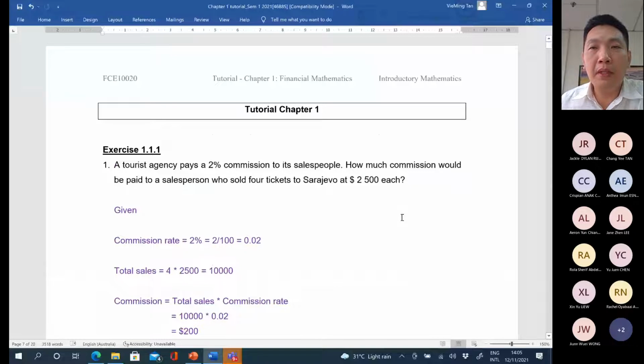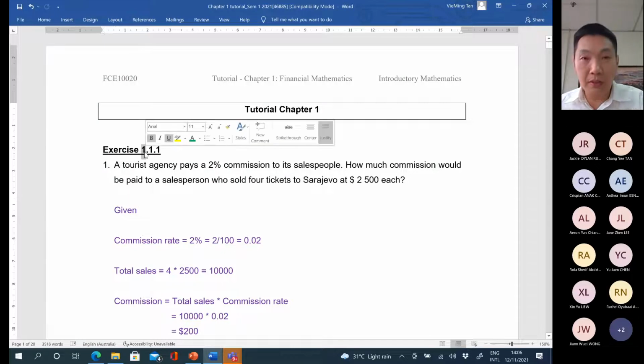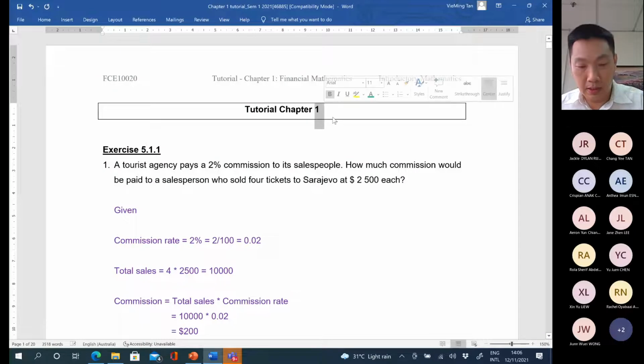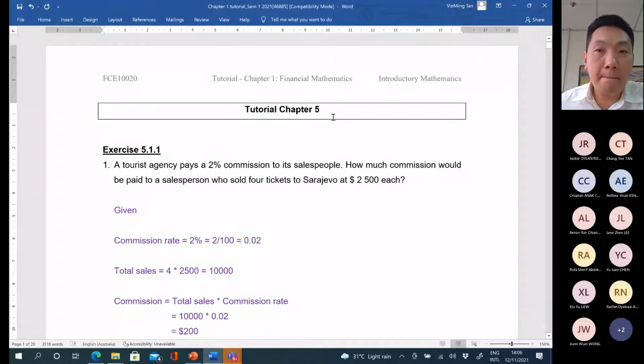So I believe some of you have some questions for exercise 5. Sorry, this one should be exercise 5.11, tutorial chapter number 5. I think some of the questions from section 5.15 can be quite challenging. A few questions are quite challenging.